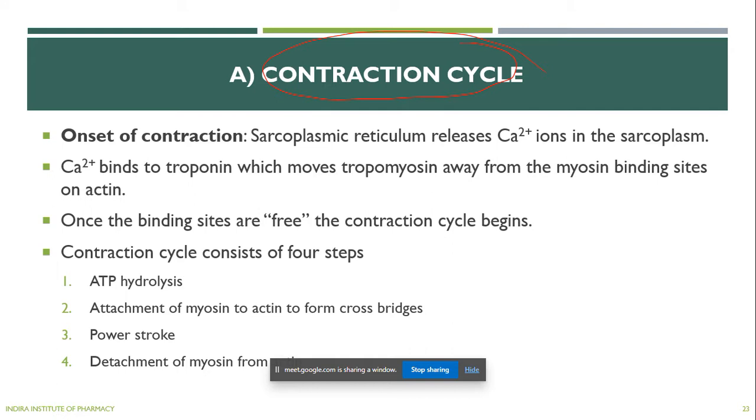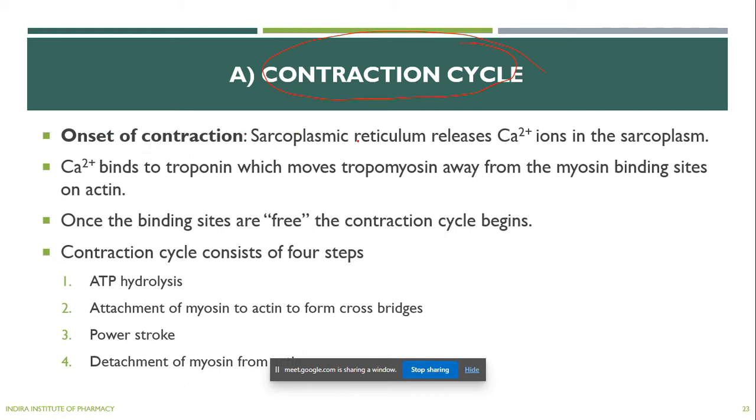This is actually the next step of the events that take place at the neuromuscular junction. In the neuromuscular junction, we stopped at the point where the calcium is released into the sarcoplasm, and we concluded by saying that once the calcium is released into the sarcoplasm, it causes the muscle to contract. But how that release of calcium is connected to the contraction of the muscle is what the contraction cycle is.